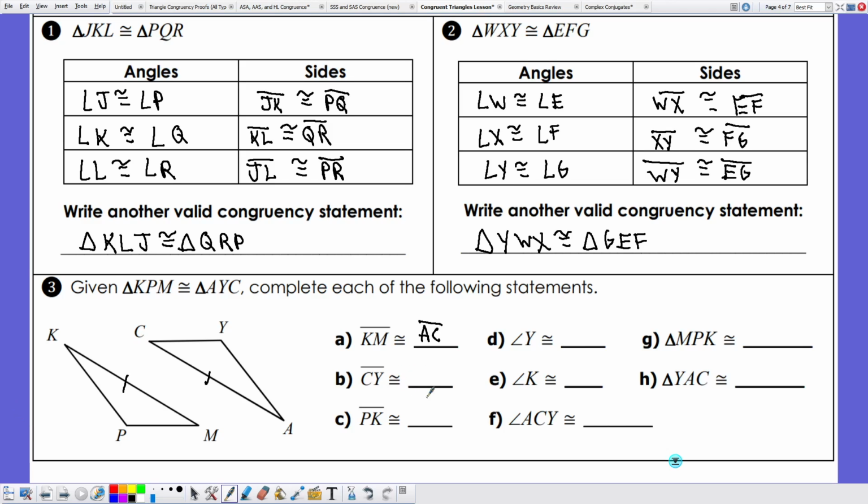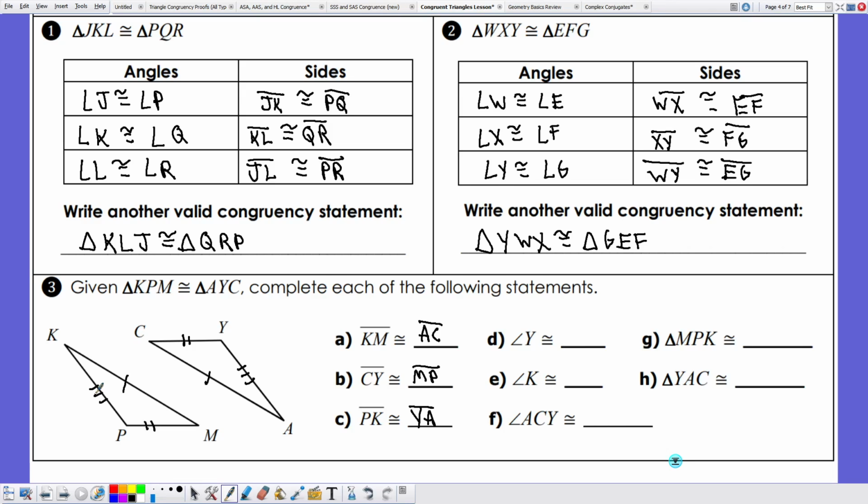Then we have CY. CY, which is the last two letters, would match up with the other last two letters on the first triangle, which is PM. Or I should say, really should say MP. So CY is congruent with PM or MP. Okay, PK. P and K are the first two letters. So the first two letters on the other one would be YA. So we have that YA is congruent with KP or PK.